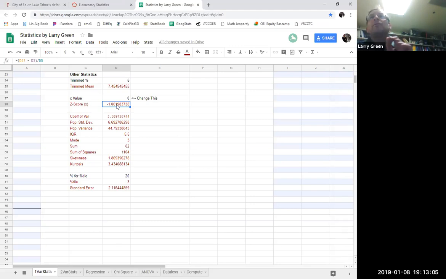What the z-score is: you take your number, subtract the mean, and divide by the standard deviation. And it measures how many standard deviations you are from the mean. What it does is tell you how special you are, and it could be special on the high side or the low side. Does that make sense?